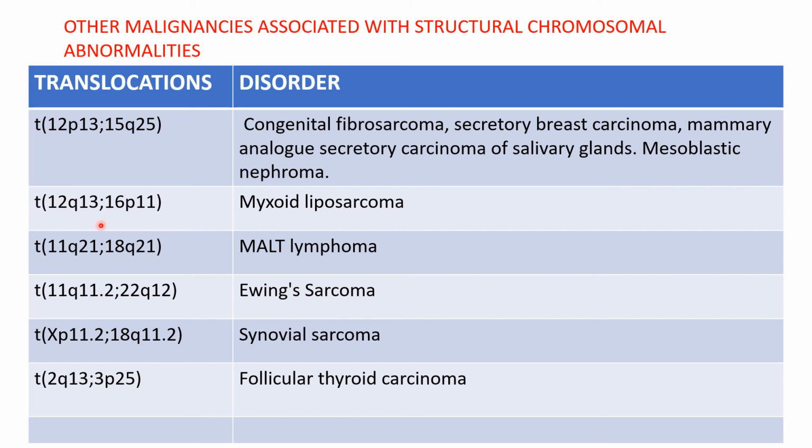Translocation between chromosome 12 and 16 is seen in myxoid liposarcoma, and translocation between the long arm of chromosome 11 and the long arm of chromosome 18 is seen in mucosa associated lymphoid tissue lymphomas. Translocation between the long arm of chromosome 11 and the long arm of chromosome 22 is seen in Ewing sarcoma, whereas translocation between the short arm of chromosome X and the long arm of chromosome 18 is seen in synovial sarcomas, and translocation between the long arm of chromosome 2 and the short arm of chromosome 3 is seen in follicular thyroid carcinoma.